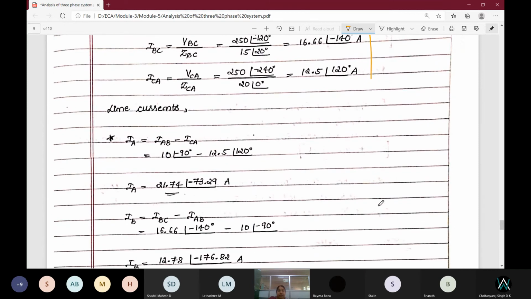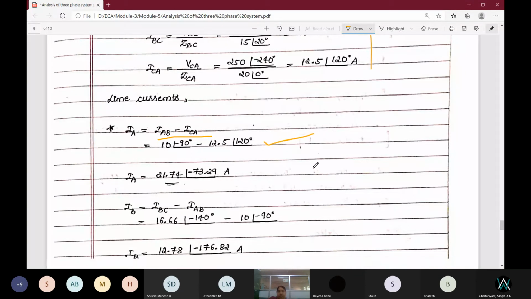To find out the line currents, okay, you have to use the formula IA is equal to, we have to go in that sequence, IAB minus ICA. See, AB after BC, then after CA. That sequence should be followed. IAB minus ICA. We know IAB and ICA, just substitute, you'll get the answer.